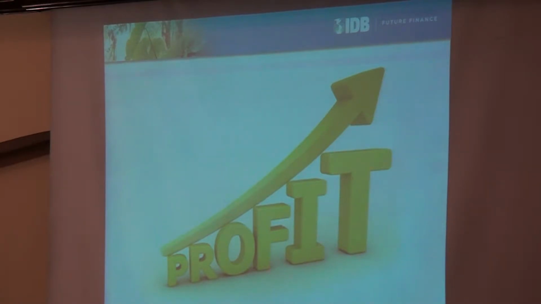As I mentioned, normally we tend to lend at around $20 million or more, and typically investments in forestry or, say, climate smart agriculture tend to be smaller scale investments.